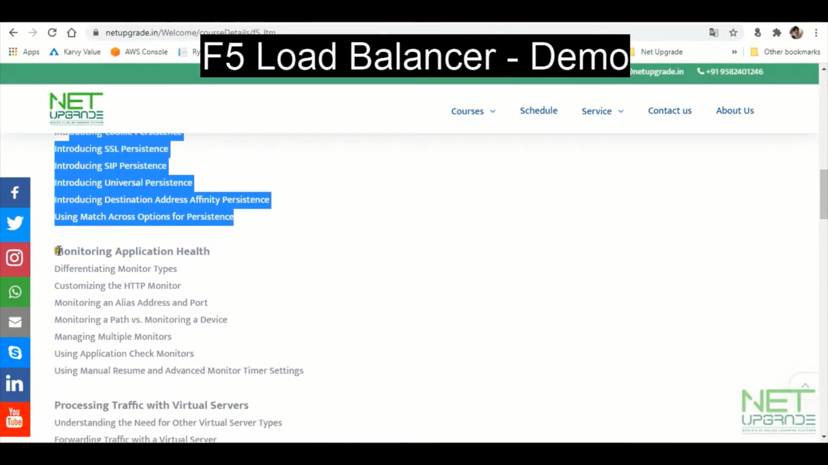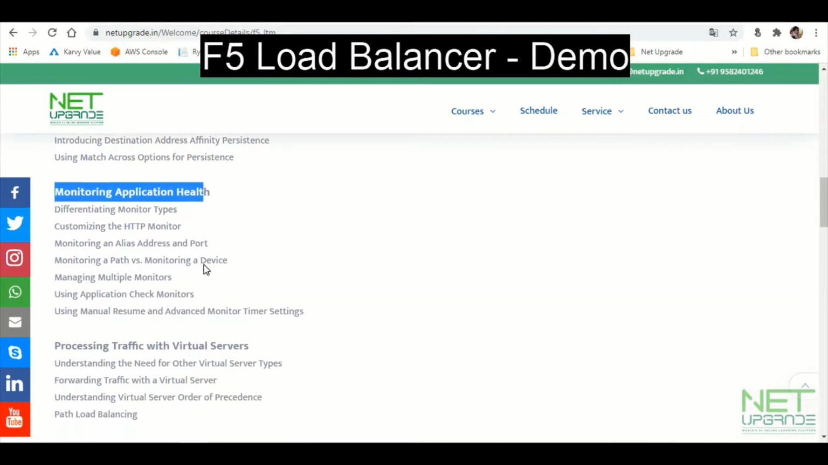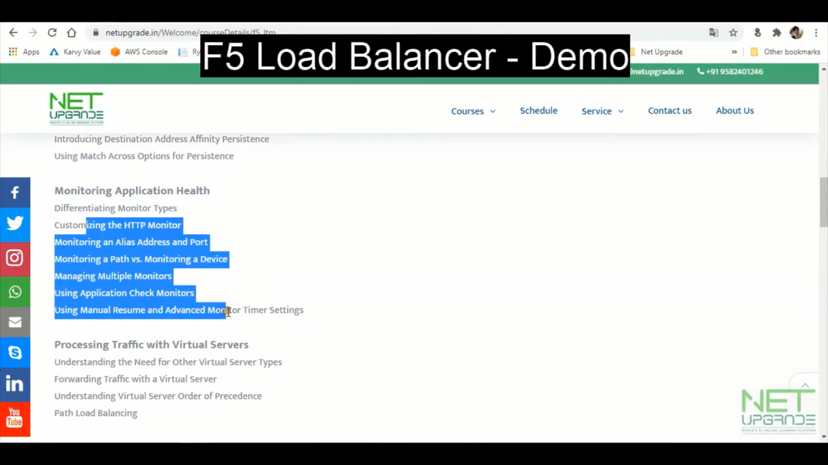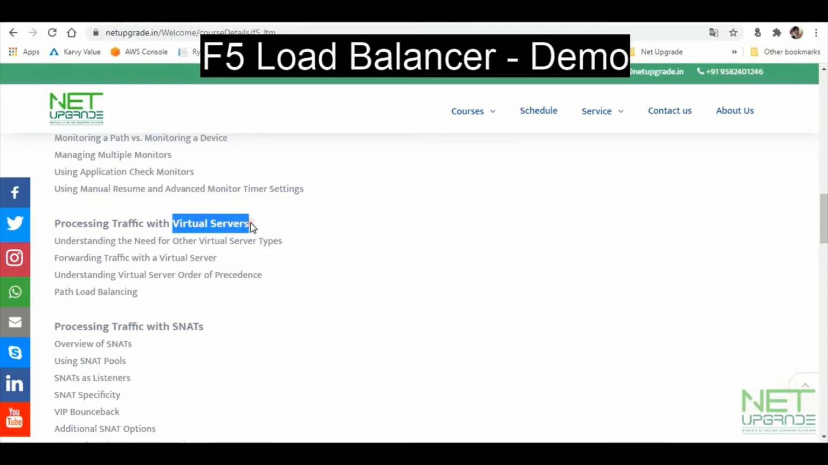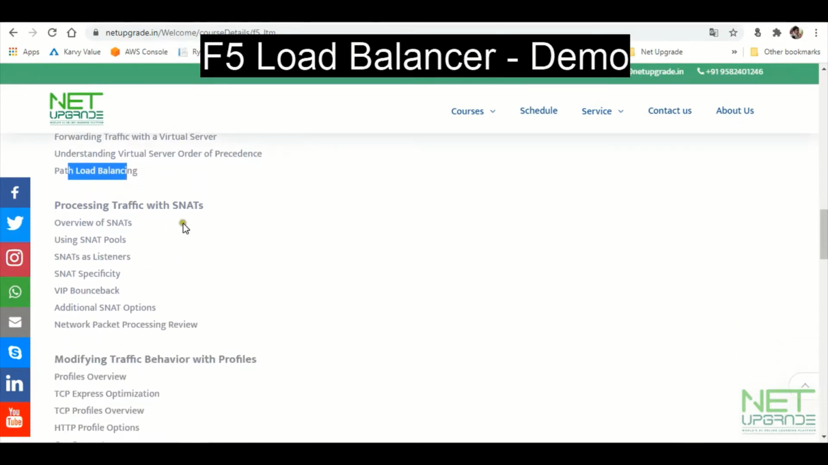Then we'll understand how to monitor the application health, what are the various parameters we have to monitor for our application. Then we'll understand the virtual server, how it is configured. First the introduction, then how forwarding traffic to the virtual server works, which is a type of virtual server. Then we'll do the load balancing, then we'll understand NAT, what is NAT, what type of NAT we are going to use, and then we'll discuss a lot about source NAT, SNAT.